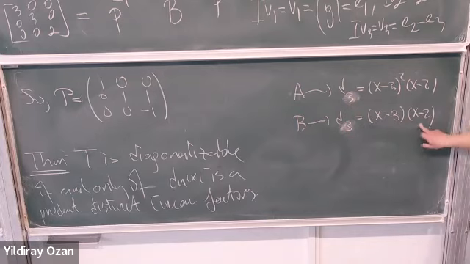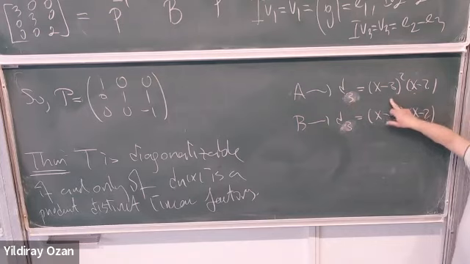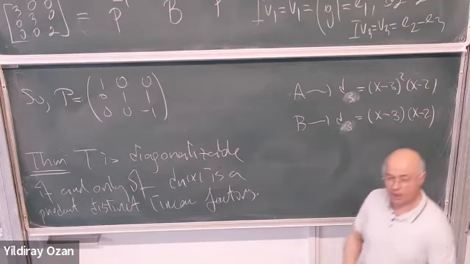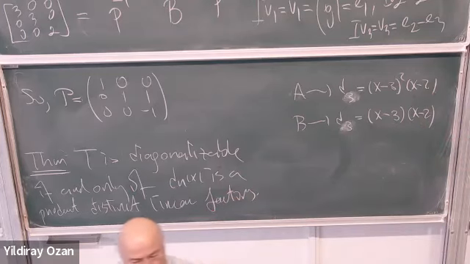So this is a product of distinct linear factors, but this is not, right? It has x minus 3 squared. Therefore, A is not diagonalizable, but B is diagonalizable. So next time we will prove this.